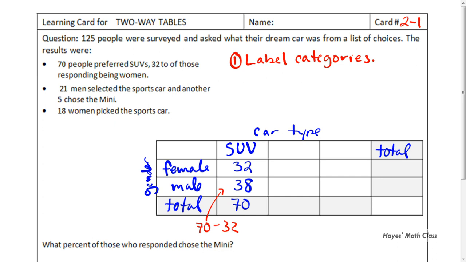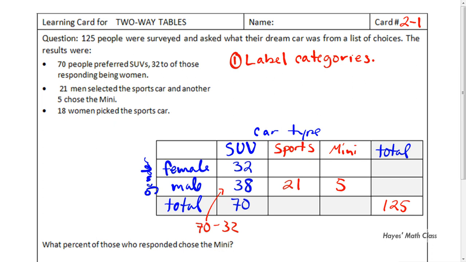Sports cars. 21 men selected sports cars. So we have sports cars here. And the other 5 chose the Mini. All right, so we're talking about men here. 21 men selected the sports car, and another 5 chose the Mini. So at this point, we can now total up how many men took this survey. We also know there's 125 people, so that goes down there.